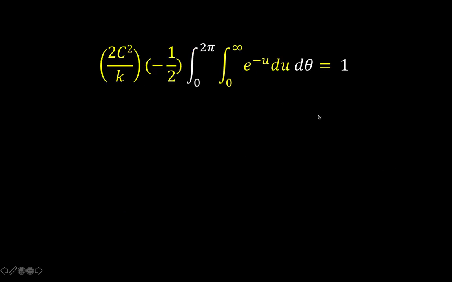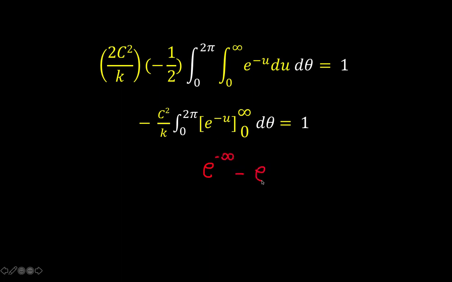So let's simplify now this integral. The integral of e raised to negative u is equal to e raised to negative u plus c. We do not write the constant anymore because when we perform definite integration, that c will just cancel out. And so evaluating e raised to negative u from 0 to positive infinity, we now have here e raised to negative infinity minus e raised to 0.